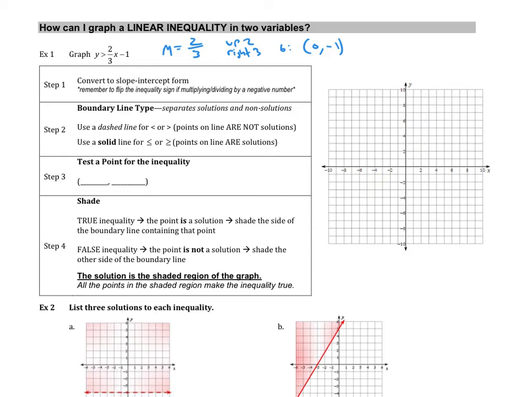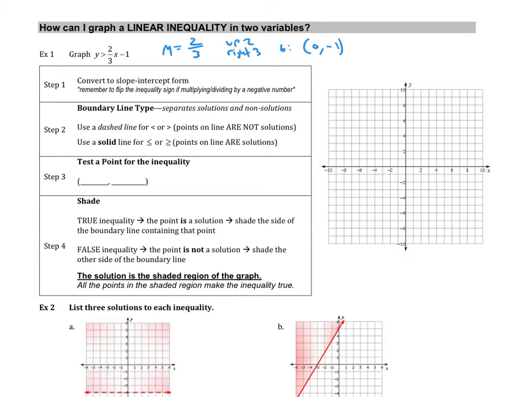and we do that based on whether this inequality says it could be or equal to. So if it's a solid line, if it's or equal to, like less than or equal to, greater than or equal to, then that means the points on the line are going to be solutions, so we use a solid line. If it's just less than or just greater than, strictly, then we use a dashed line to represent that the points on the line are not solutions. So that's what we're going to do first here.